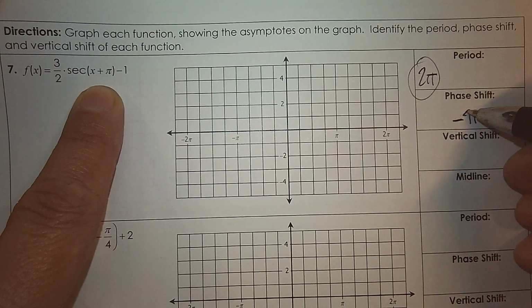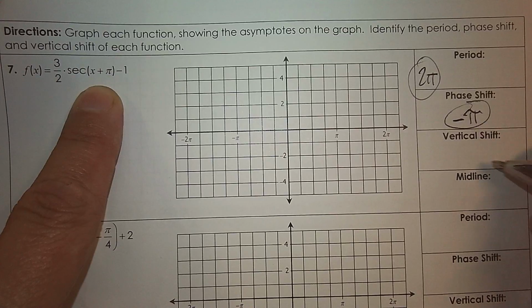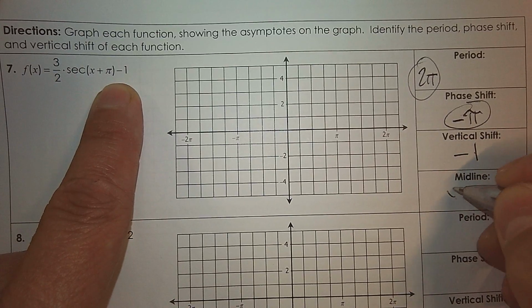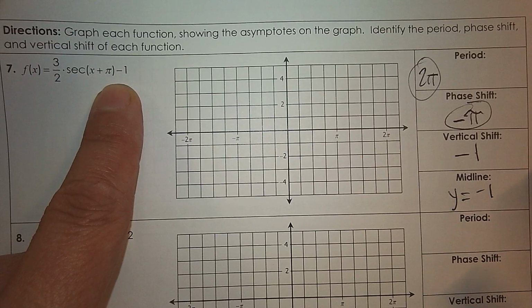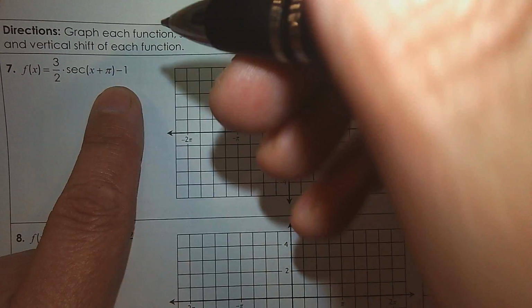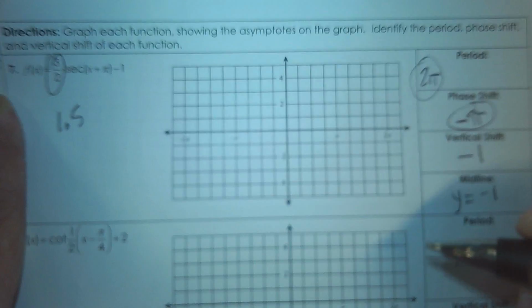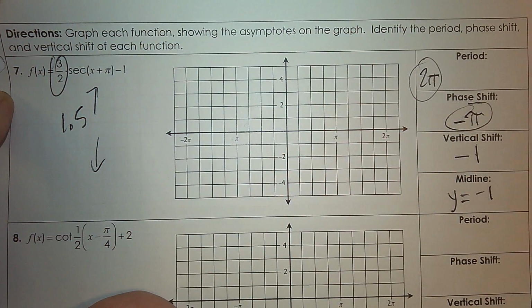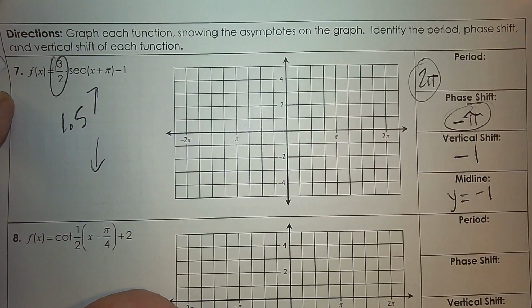So we're going to start at negative pi. There's a vertical shift. It goes down 1. So that's going to be that midline that I need to be careful about. 3 over 2 gives me the vertices. So I need to understand that 1.5 is going to help me go either up or down from the midline to give me my vertices. So let's start. So find negative pi.